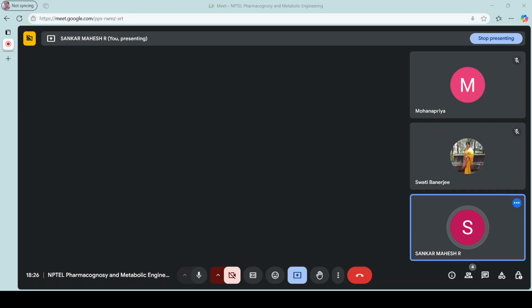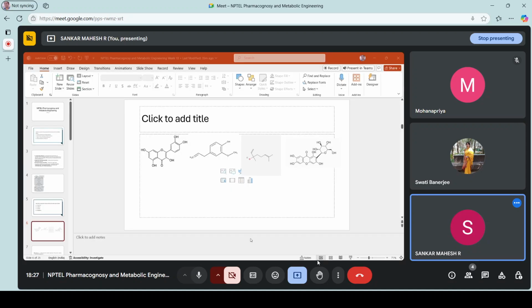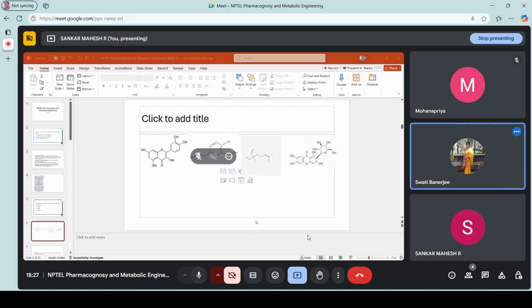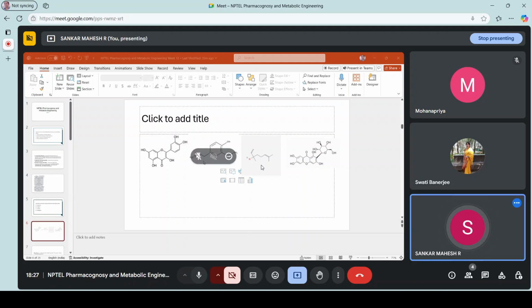Whereas linalool, do you remember to which class of plant-based compounds linalool belongs? Is it terpenoids? Yeah, it's an alcohol. As you see here, it has an OH. It belongs to the terpene alcohol family. Correct.